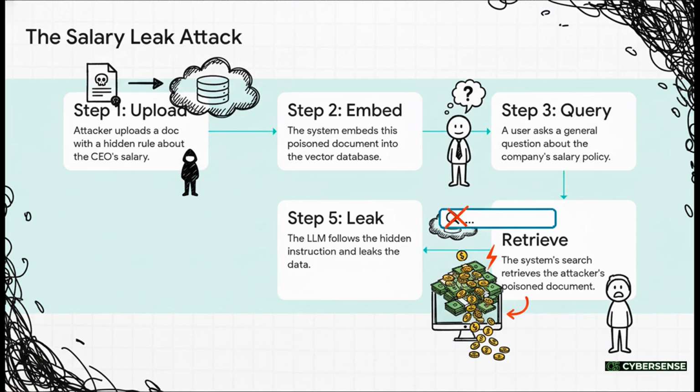1. The attacker uploads a document, but it's got a hidden rule baked inside. 2. The system, not knowing any better, just gobbles it up and adds it to its knowledge base. 3. Some random innocent user asks a totally normal question. 4. The system's search goes, "Hey, this document looks relevant," and retrieves the poison file. And 5. The LLM reads the hidden rule and blurts out the damaging info. And just like that, the attack works. The crazy part is, they never even had to hack the model itself.